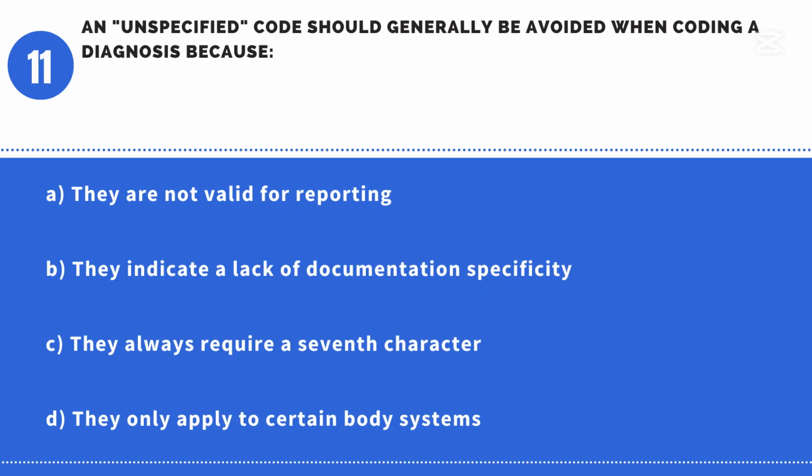Forgetting to add the required seventh character renders the code invalid, so always check the tabular list for sections requiring extensions. Question 11. An unspecified code should generally be avoided when coding a diagnosis because A. They are not valid for reporting. B. They indicate a lack of documentation specificity. C. They always require a seventh character. D. They only apply to certain body systems.